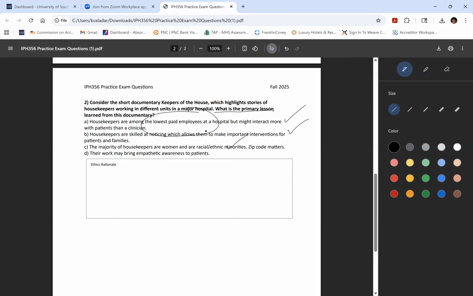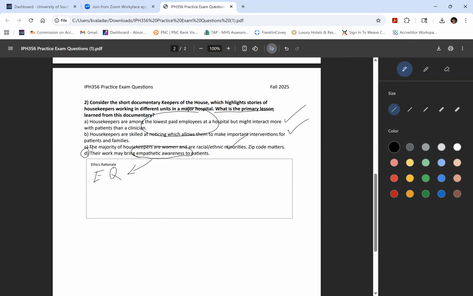Okay, so we have three potential answers, and they're all incorrect. What is the correct answer? The primary lesson learned from the documentary, focusing on the ethics issue, has to do with empathetic awareness. Now, in our class, we talked about emotional intelligence. We spoke about empathy. That was one of the words that I believe was on the whiteboard wall. It's in your notes. That is one of the words that you came up with. What are a couple words that highlight your experience here? Now, you have to define this.